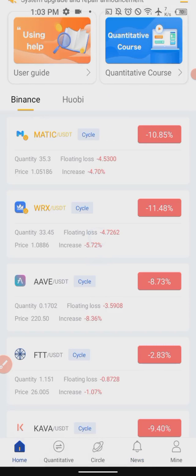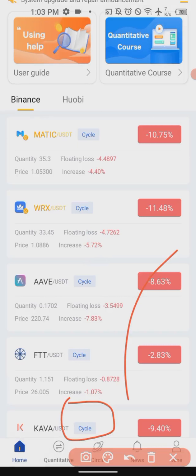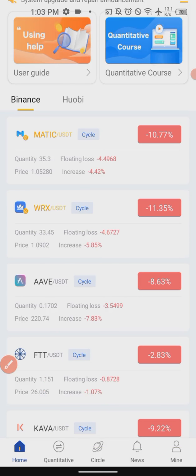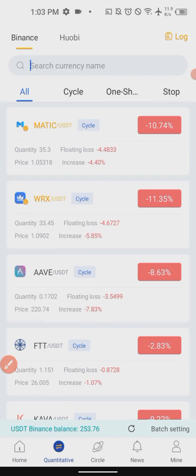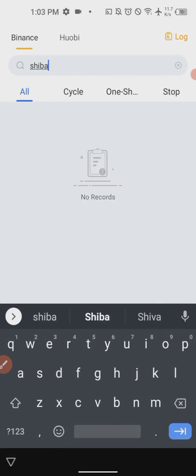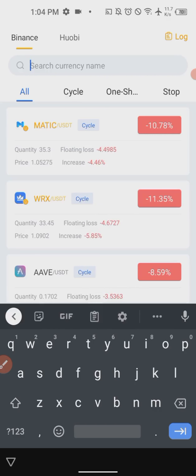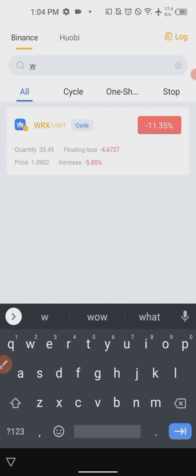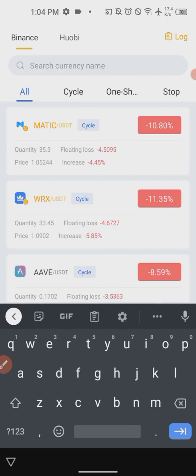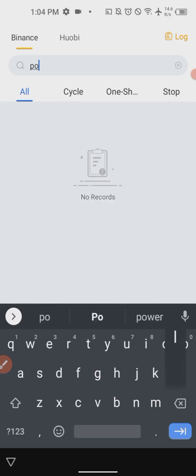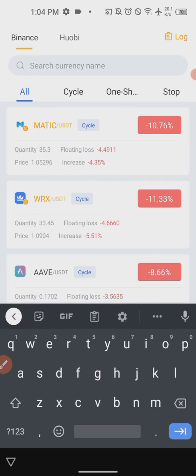If you want to select a coin, any coin you're looking for, you can see it. Just click on quantitative, and once you click on quantitative, click on search. You can search for any coin. You can search for Shiba. You can see Shiba is here. Which other coin? Wink. You should be able to see. Any other coin you want to think of? Solana. This is Solana. You can just search for any coin you want, in as far as it is a coin on Binance.